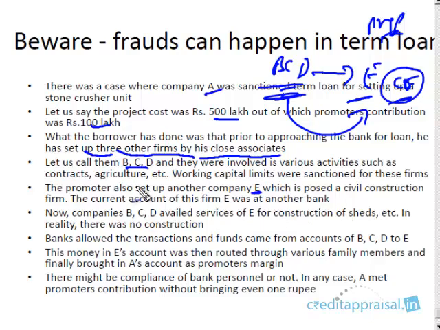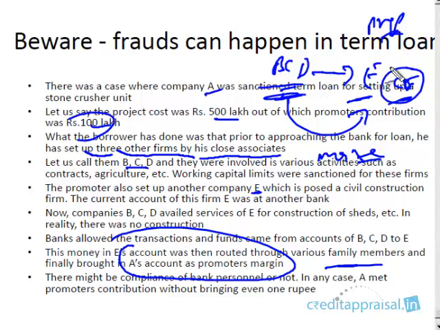This amount in E was then routed through a maze of transactions, a maze of family transactions and various other accounts, and finally it came in as a promoter's margin for A. Remember, A has to bring in the 100 lakhs as his contribution for this project. This project of 500 lakhs, he has to bring in a margin of 100 lakhs. So without bringing a single rupee out of his own, this is how he managed.